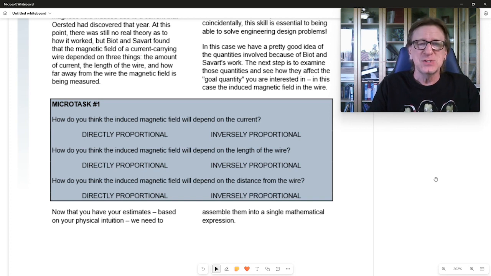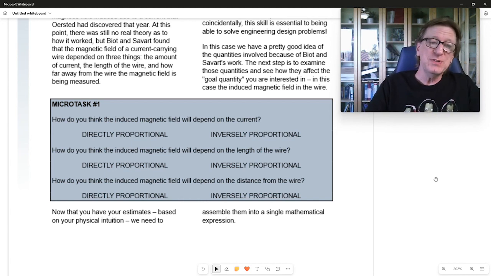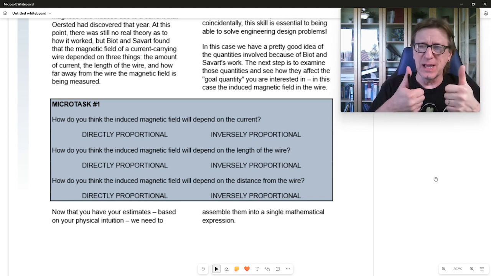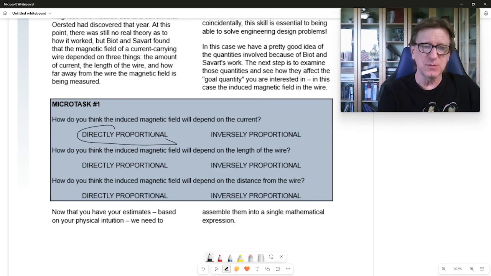So let's sit down, pause the video, and figure out which is going to be directly proportional and which are going to be inversely proportional for each of these characteristics. Pause the video, do that now. Okay, so hopefully you've already got this out, but how did you feel that the induced magnetic field would depend upon the current? Probably this one was the easiest. The more current I have, the more magnetic field I'm going to have. So they are definitely going to be directly proportional. So we'll go ahead and circle that one.